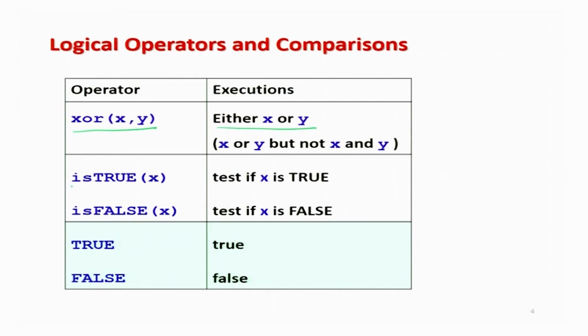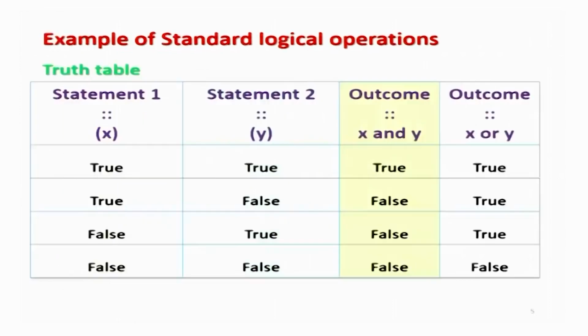And then you had learned isTRUE and isFALSE to know whether a statement X is true or false respectively. Here you have to notice that TRUE and FALSE in these two statements have to be given in capital letters. Then you had learnt about TRUE and FALSE, which are simply true and false. Now based on that I will try to give you the idea of the truth table.